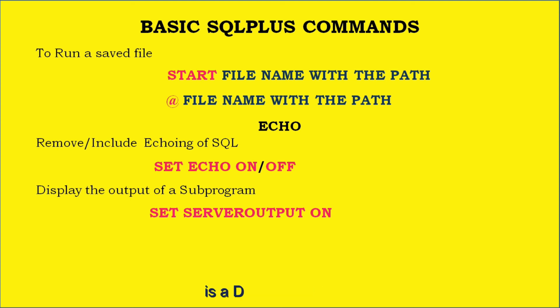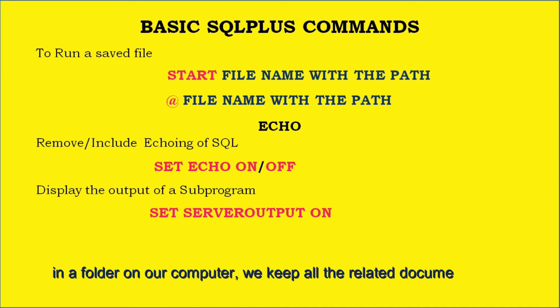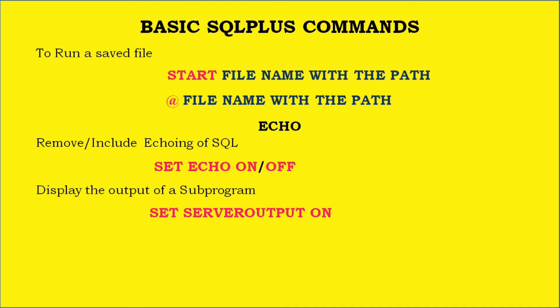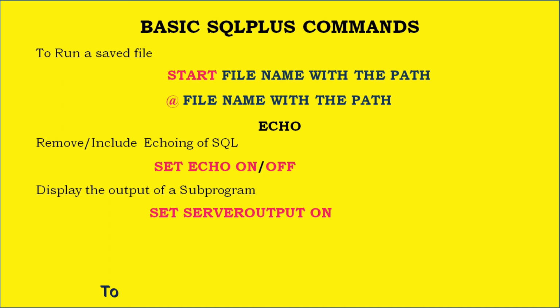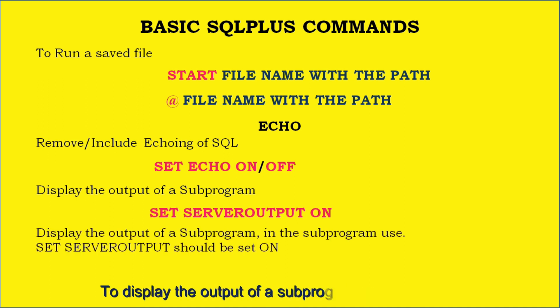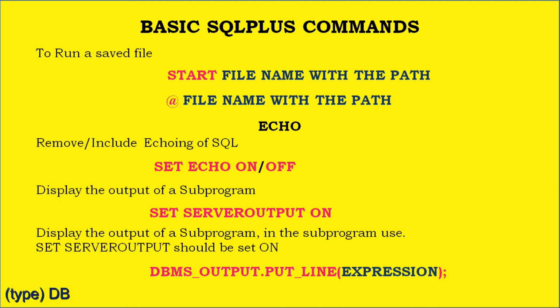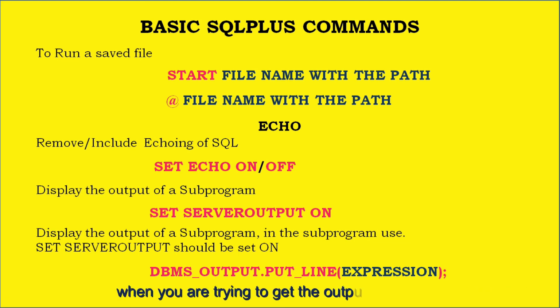A package is a database object that keeps logically related programs and subprograms in a group. Just like in a folder on our computer, we keep all the related documents and give it an appropriate name. The same way here, the related documents are programs and subprograms, and the folder is the package. To display the output of a subprogram or program, DBMS_OUTPUT.PUT_LINE and within parentheses the expression. Remember, when you're trying to get the output displayed, first you set serveroutput on.